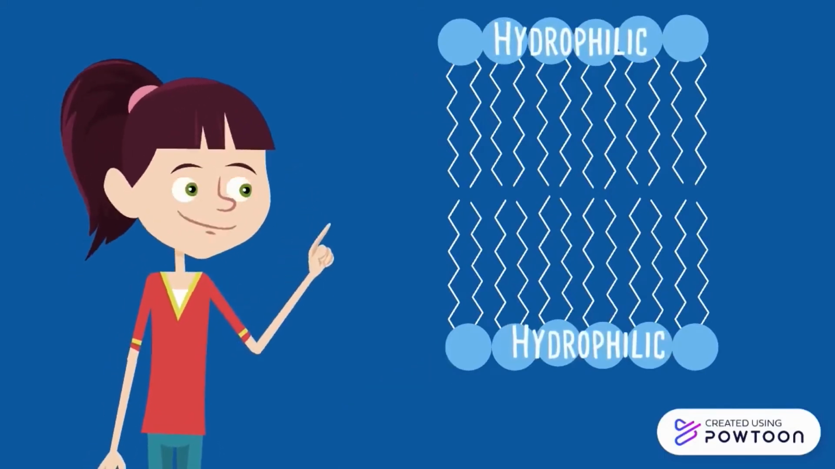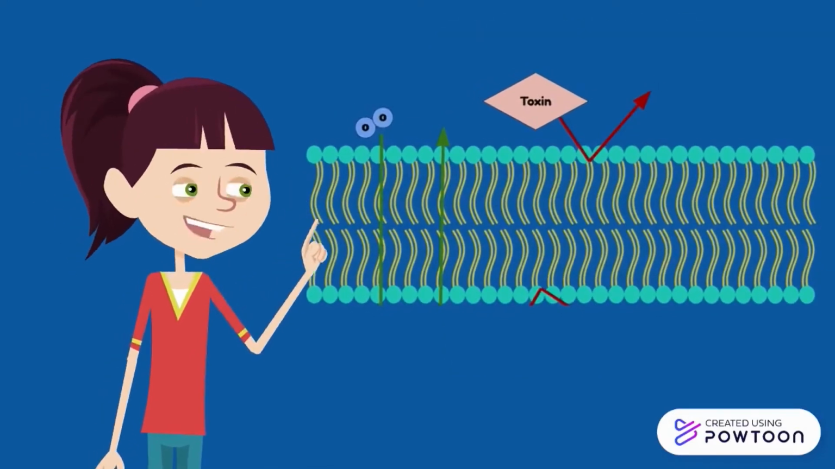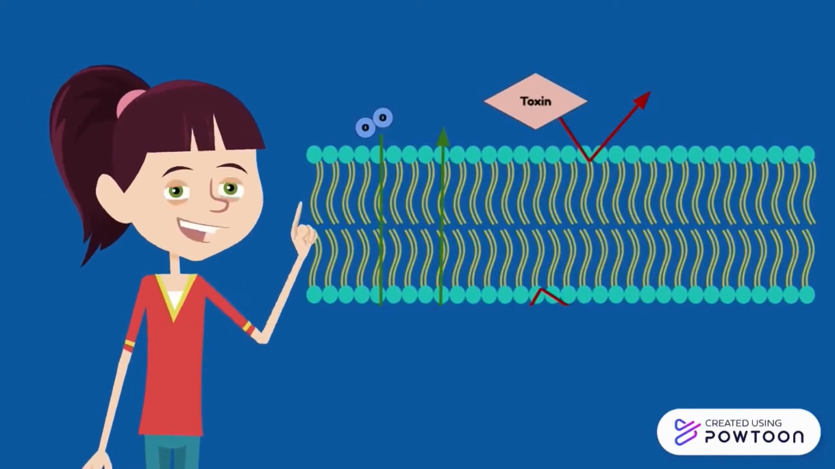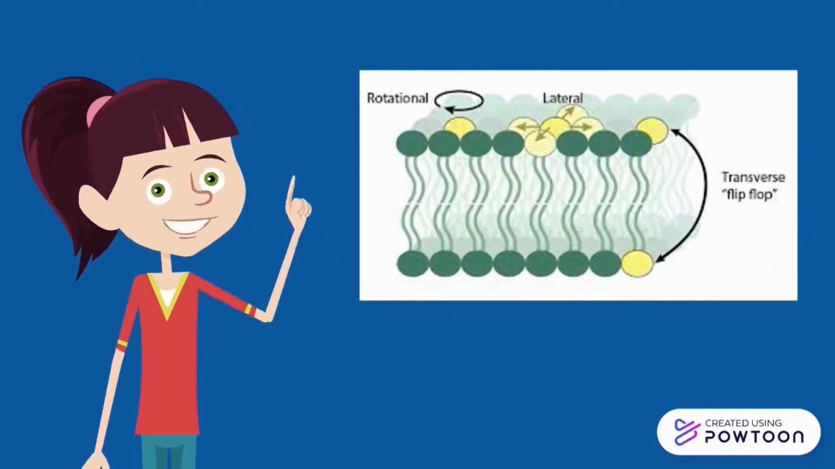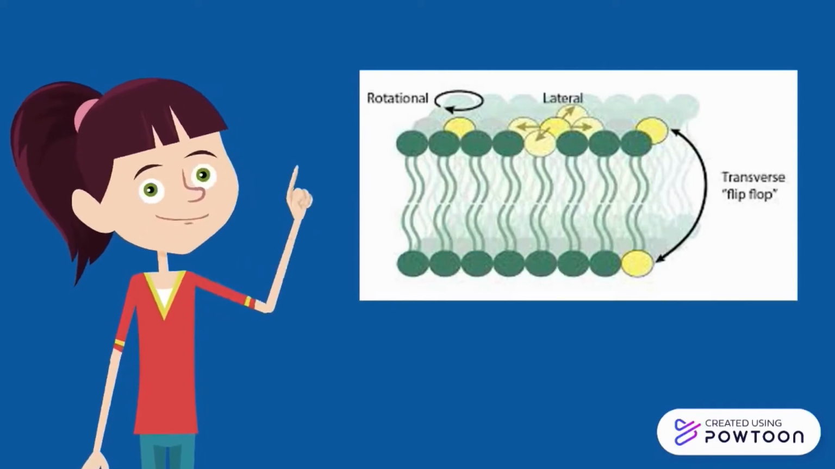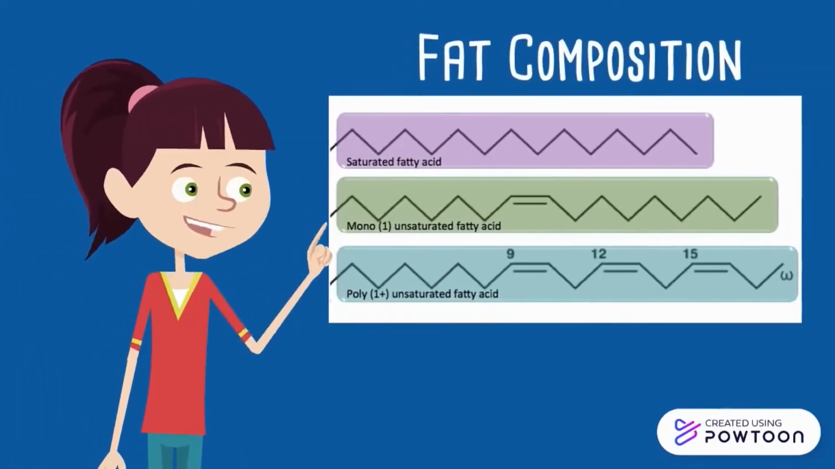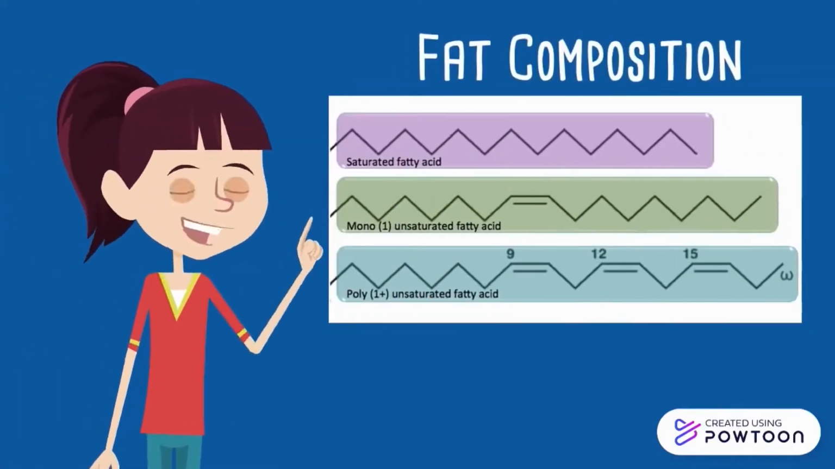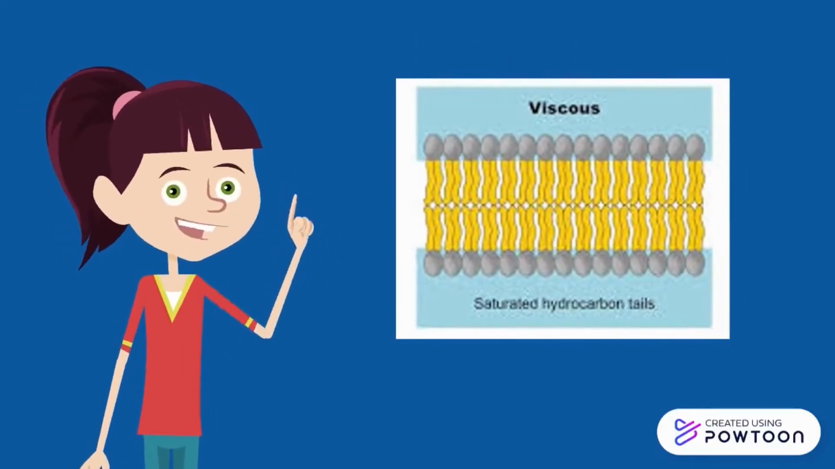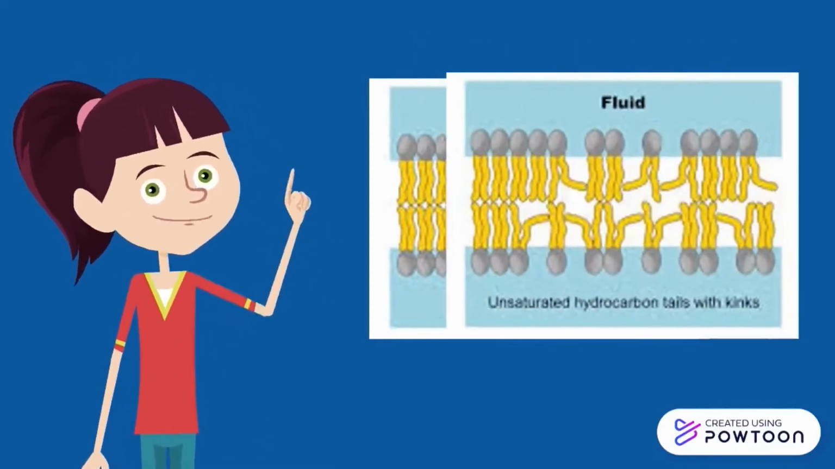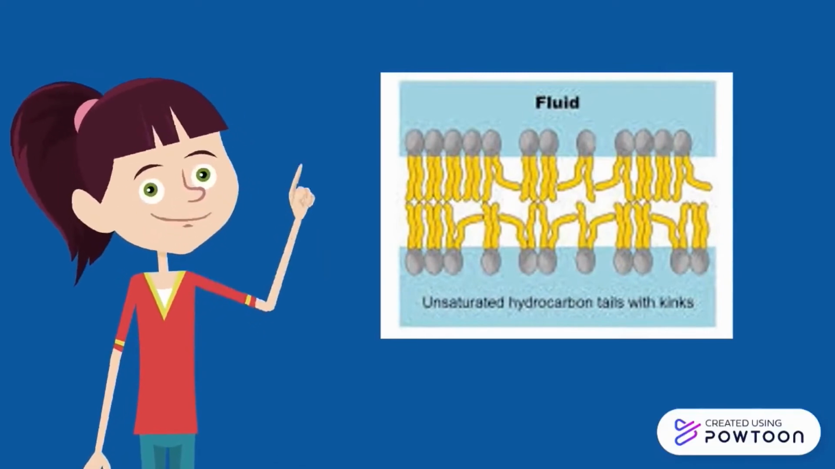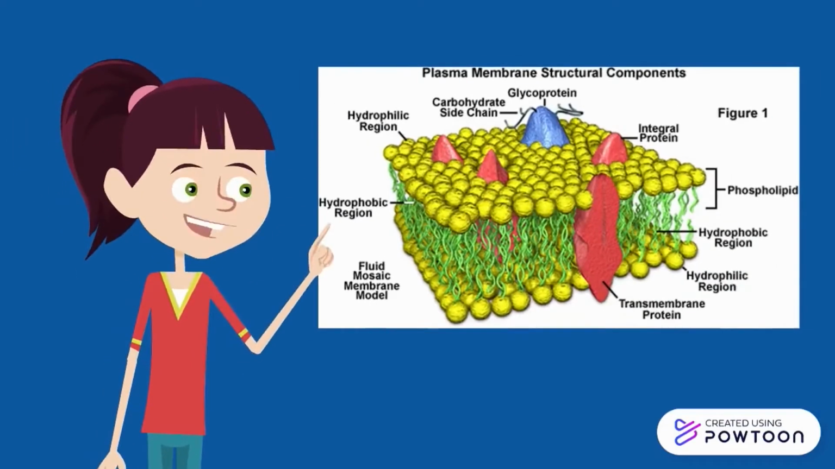The hydrophilic and hydrophobic layers restrict the passage of many substances, and this is important to the selectively permeable cell membrane. Individual phospholipids can move in the bilayer, which allows for cell flexibility. The fat composition of the cell membrane can vary. The more saturated fatty acids in the membrane make it more viscous, whereas more unsaturated fatty acids make it more fluid. The cell membrane does not only consist of the phospholipid bilayer, but there are also proteins and other molecules embedded into the bilayer.